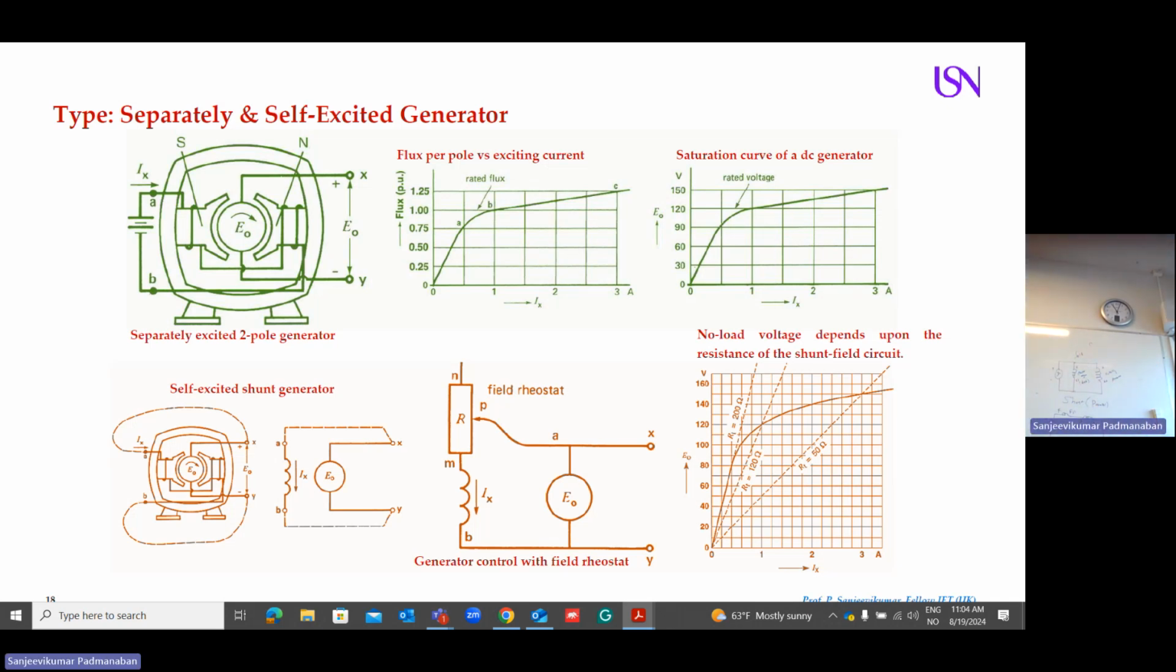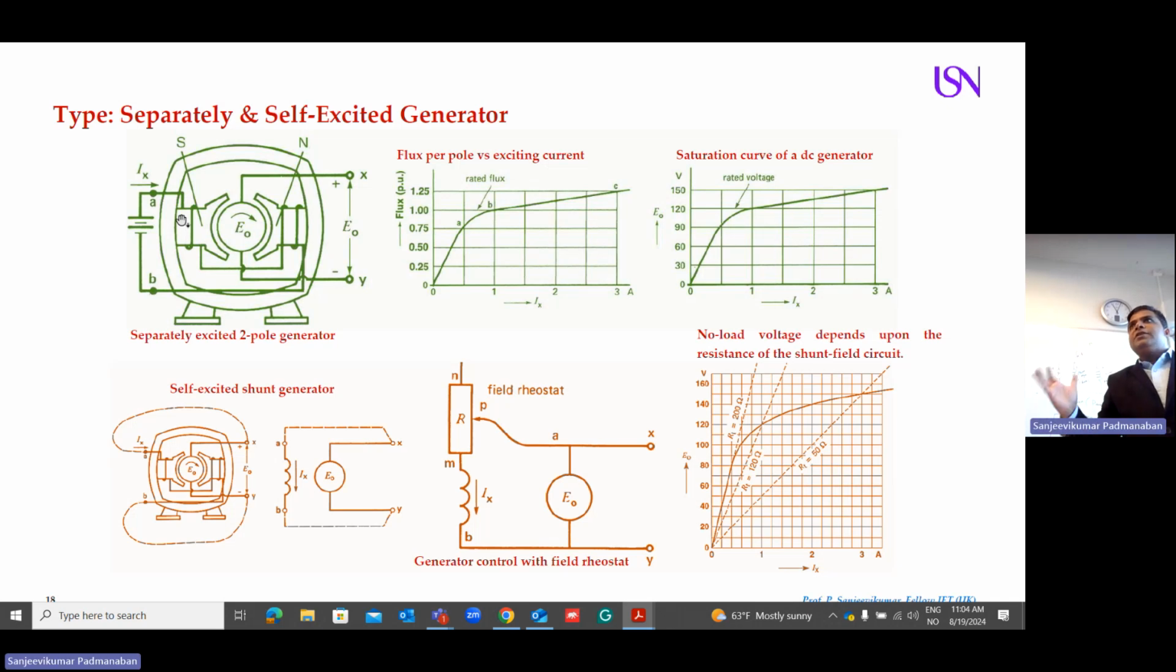This is my north pole. This is my south pole. Okay, look here. This is the north pole. This is the south pole. I used one DC source for creating the electromagnet.